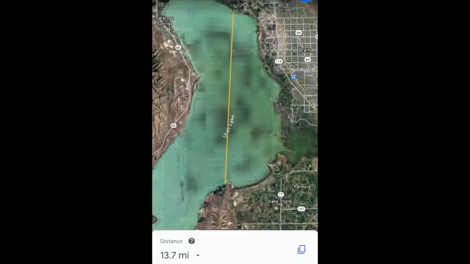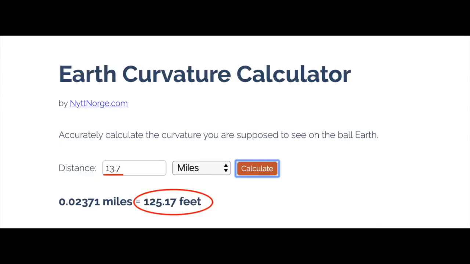Okay, so here we are at Utah Lake, 13.7 miles from point to point. I was on the north shore, my dad was on the south shore. So at 13.7 miles, we're going to have about 125 feet of curvature drop. Now, that's at ground level. With the cameras above ground level, that'll change, but we'll get to the final calculations at the end of the video.